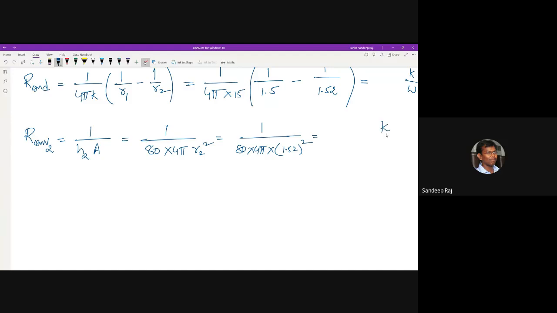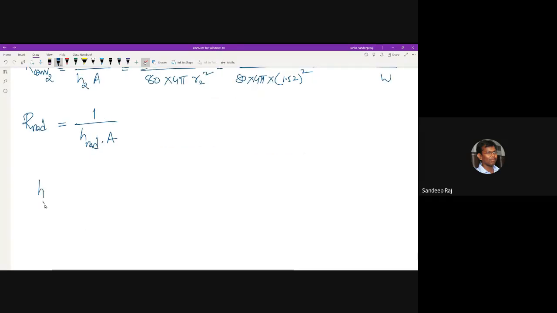So that will give you R convection 2 value in Kelvin per watt. And the next thing is R radiation is 1 by H radiation into A. So here, how do you find out the H radiation? That's the question. The H radiation is sigma into epsilon into T1 square plus T2 square into T1 plus T2. In the morning class, I have solved this, how to get this formula.